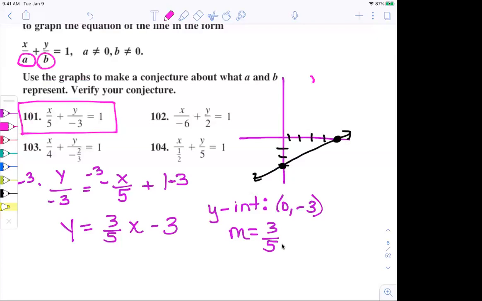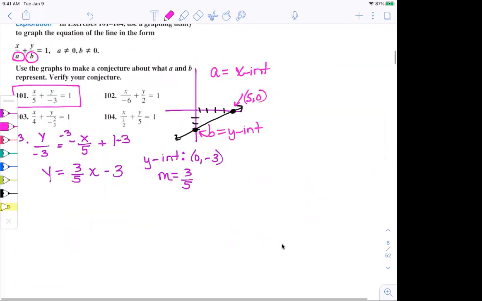So the a value represents the x-intercept because look, this x-intercept is at 5, 0. Well, right there is my a. It's underneath x. The b value represents the y-intercept. And again, it's right there at 0, -3. So a is the x-intercept, b is the y-intercept. It's kind of neat how that pairs together. At least in my mind, I think it's neat.